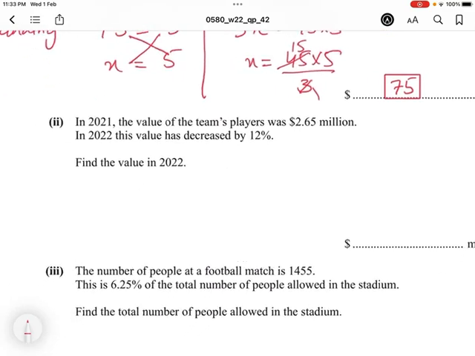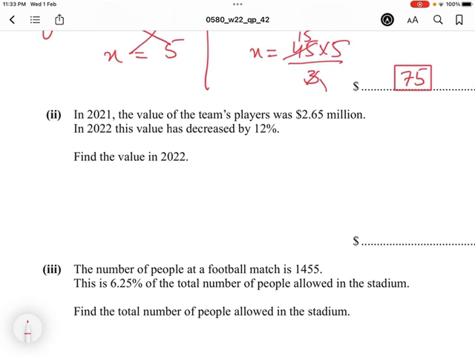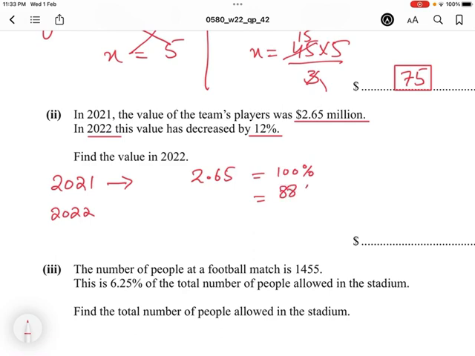So now you can see that in 2021 the value of the team player was 2.65 million, and in 2022 the value has decreased by 12%. So it means that in 2021 the value of the team player was 2.65 million. So this 2.65 million is 100%. In 2022 the value has decreased by 12%, it means that it is 88%. So that is cross multiplication.